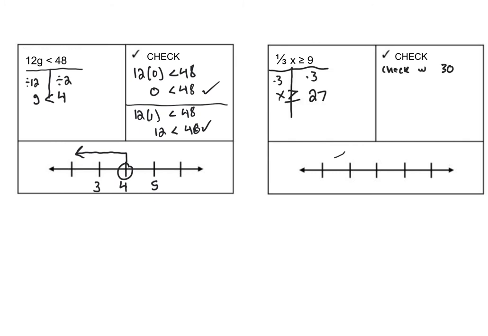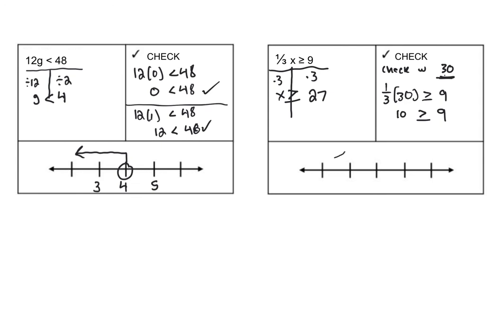So I got x is greater than or equal to 27. I'm going to go ahead and check with 30 just because that is one of the numbers that is greater than or equal to 27. So 1/3 of 30 should be greater than or equal to 9. And it's true that 10 is greater than or equal to 9.